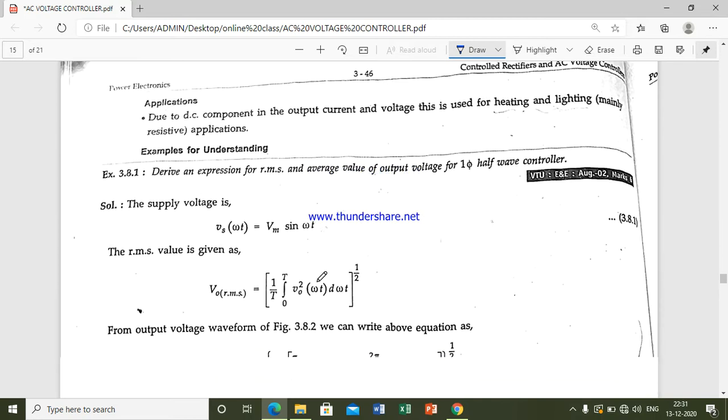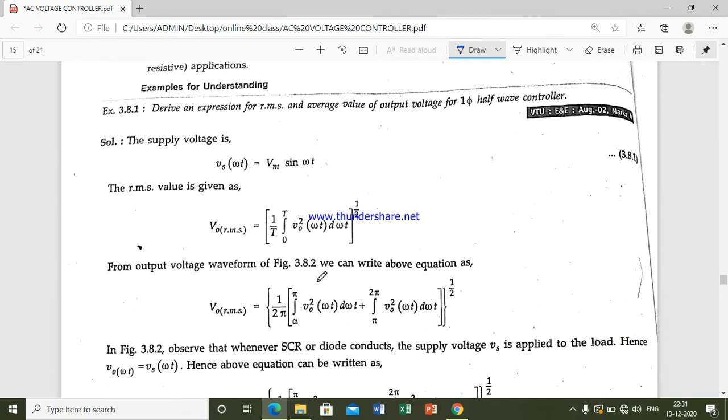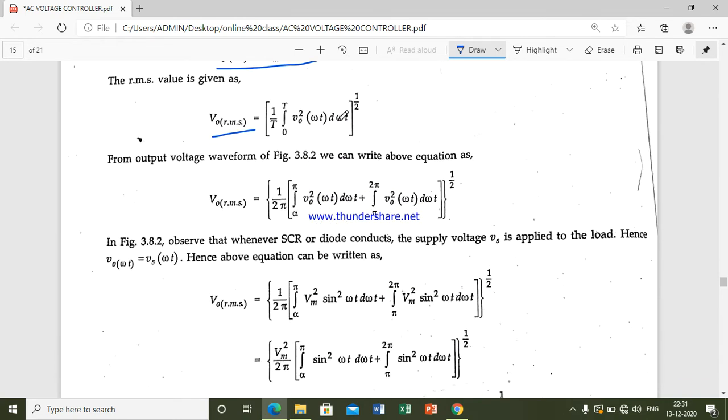From this one you can calculate the derivation. Derive an expression for RMS and average value of output voltage for single phase half wave controlled rectifier. Vs of omega t equal to Vm sin omega t. Next, V0 RMS equal to, what is the standard formula I have?